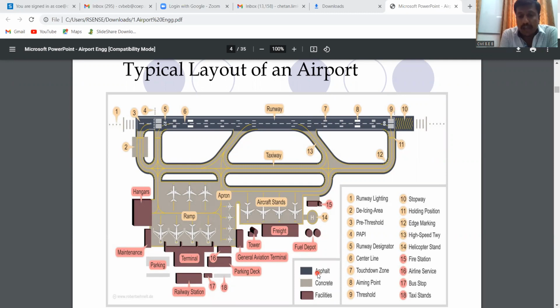Then the first point indicates runway lighting. Here, if you see the first point, it indicates the runway lighting. Here your runway lighting will be there. Okay. Then the second point, it is the de-icing area.